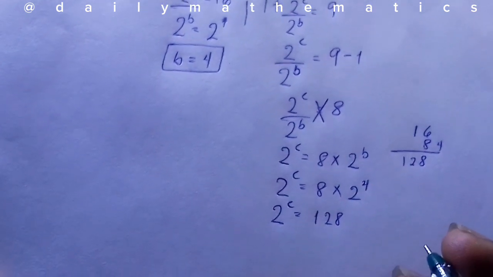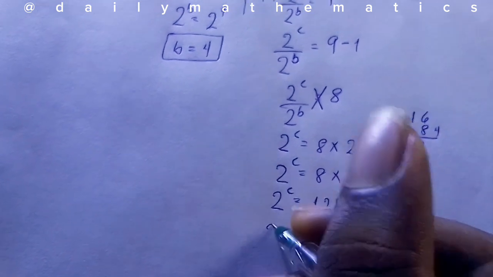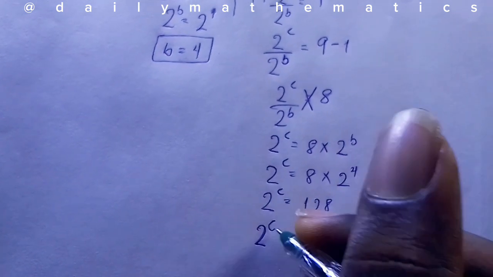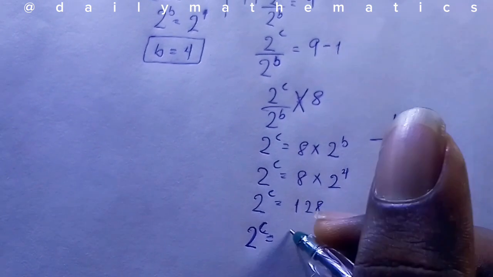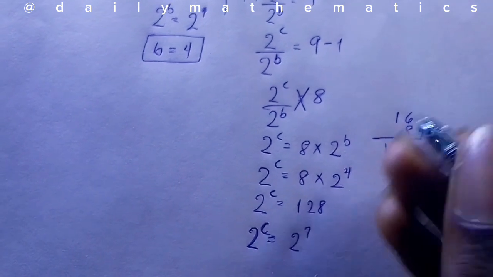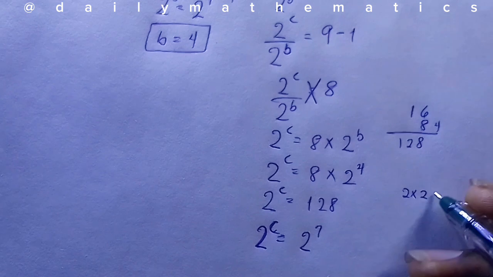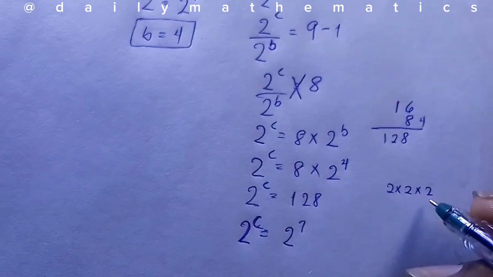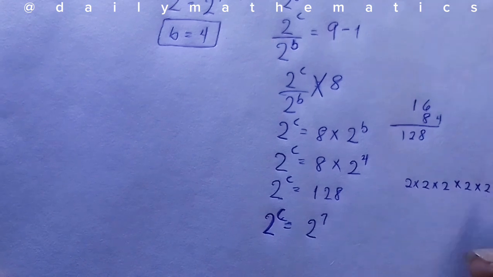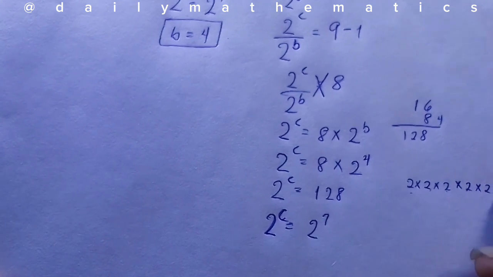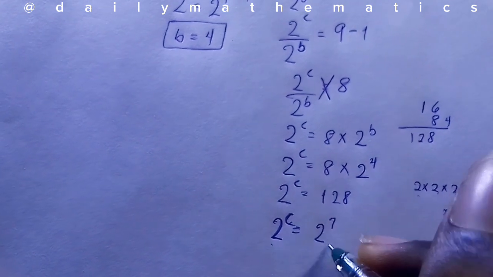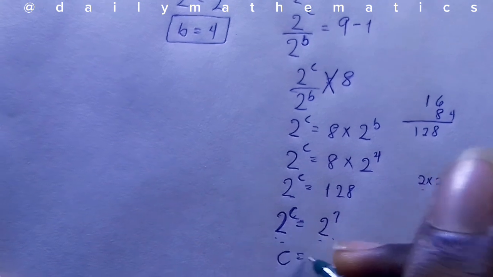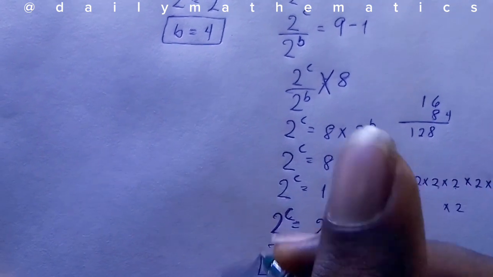128, right? So from here, what can we see? 2 raised to the power of c equals, now 128 is 2 raised to the power of 7, right? If you do 2 times 2 times 2 times 2 times 2 in 7 places, 1 2 3 4 5 6 and 7, it will give 128. So from here the bases are the same, the powers will equate themselves, right?